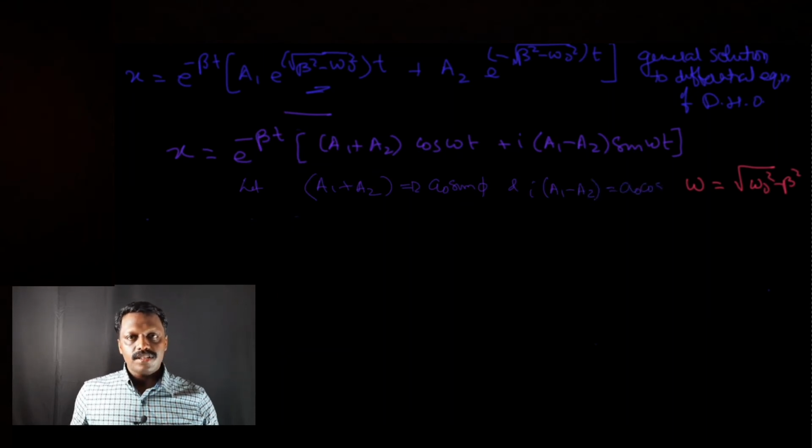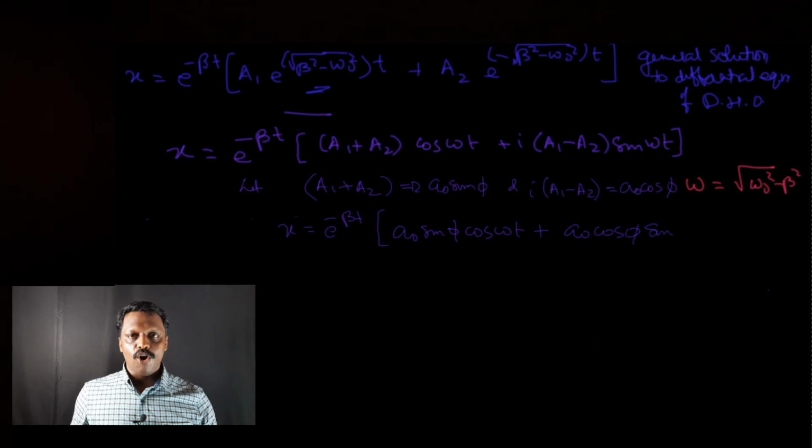And A1 minus A2 multiplied by i equal to A naught cos phi. So using that in the previous equation, we have x is equal to e raised to negative beta t, A naught sine phi cos omega t plus A naught cos phi sine omega t.